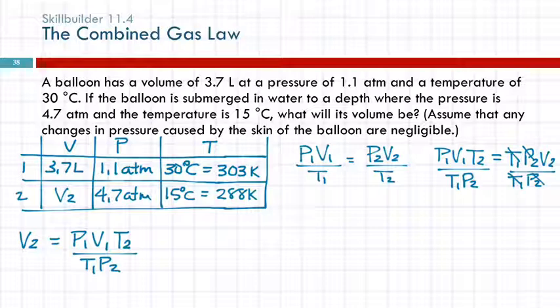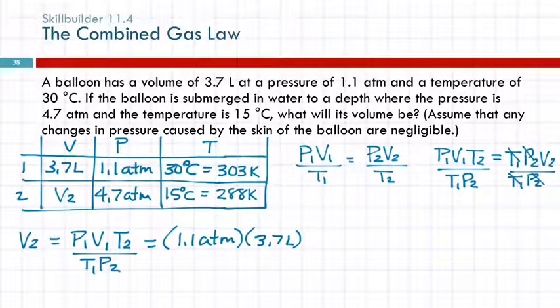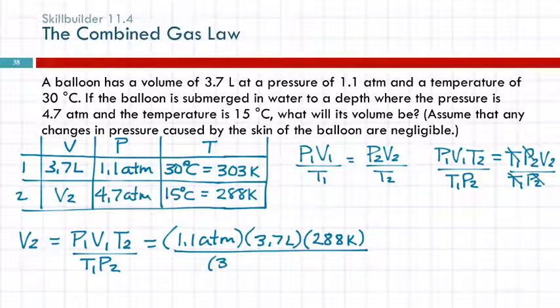Take that 2 or 3 seconds and make sure that you copied it correctly. Now we plug the numbers in. Pressure 1, 1.1 atmospheres. Times volume 1, 3.7 liters. Times temperature 2, 288 Kelvin. Divided by temperature 1, 303 Kelvin. And pressure 2, 4.7 atmospheres. Atmospheres cancel, Kelvins cancel.